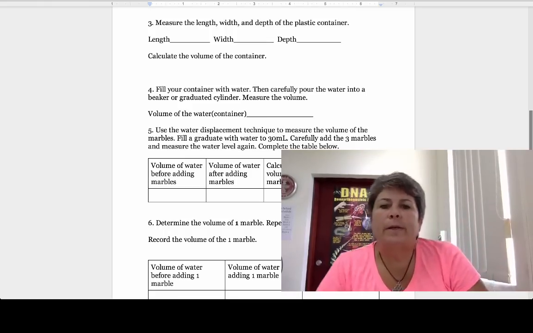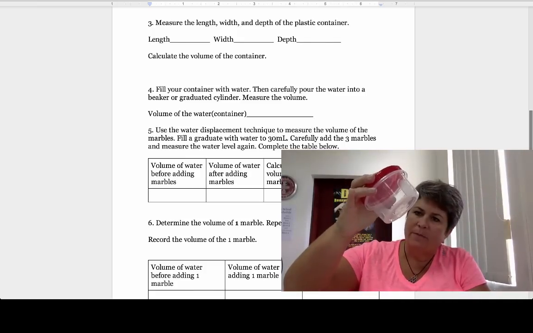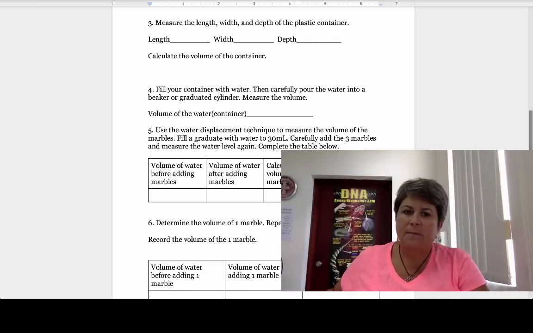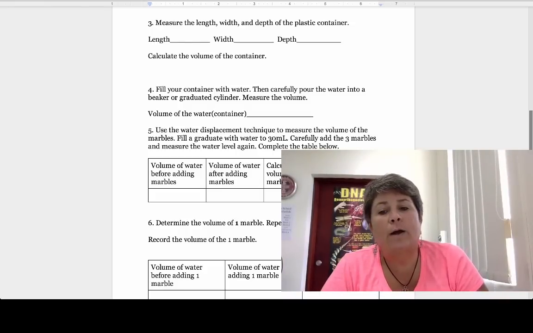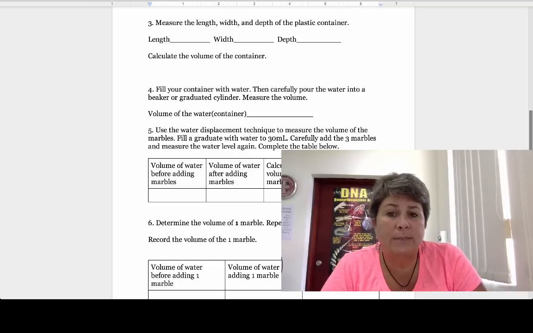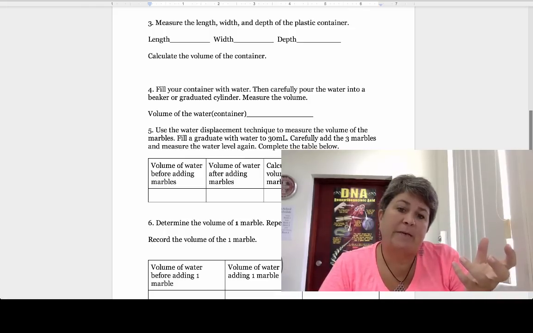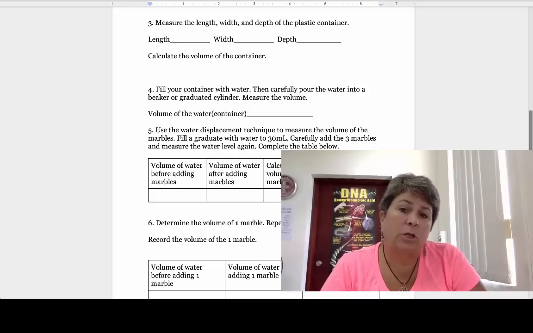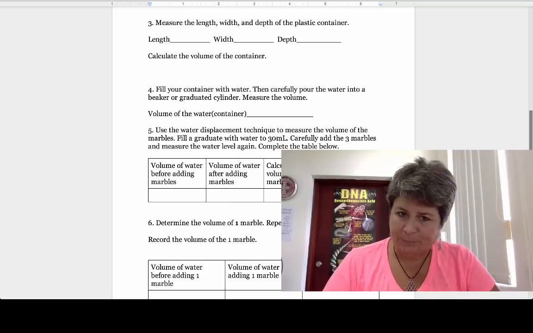So you're going to try to figure out what the volume of this container is by using the metric ruler, and then you're going to fill that same container with water, and measure the water that went into it in a beaker or a graduated cylinder. So you're going to have the volume of the container from two different perspectives, and we're going to compare that and see how close you came to being accurate, how close you were to the right answer.